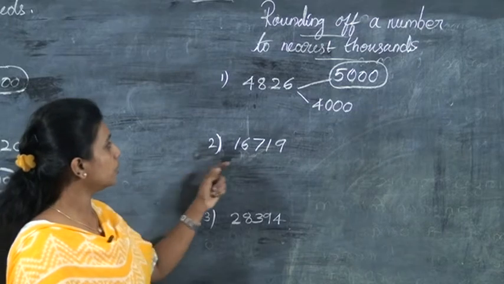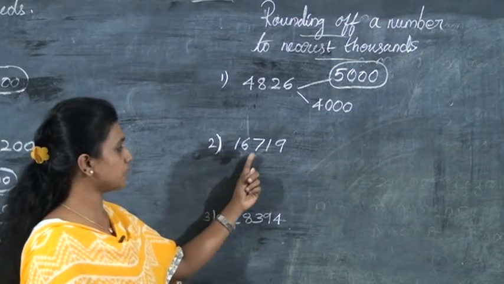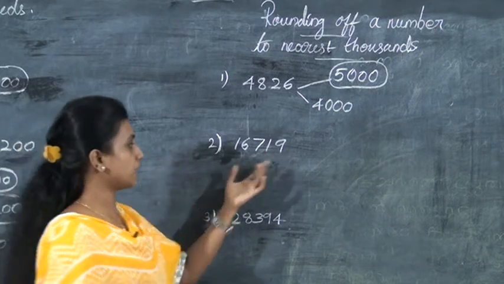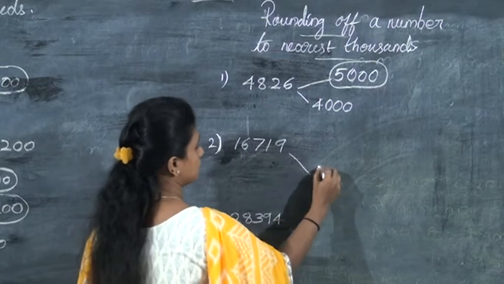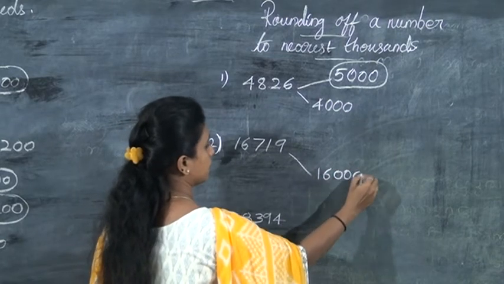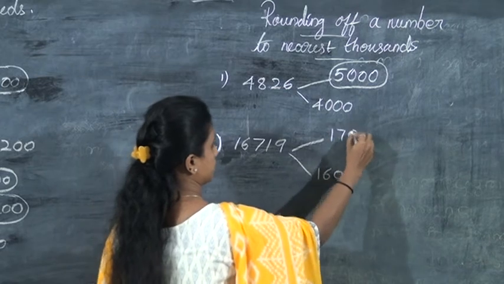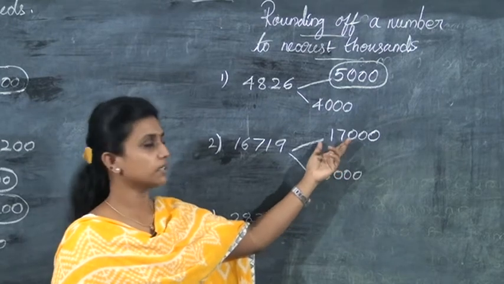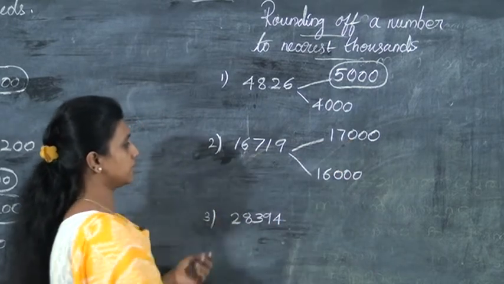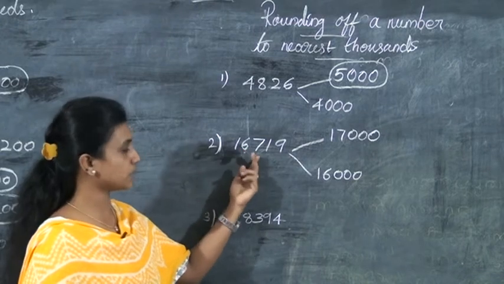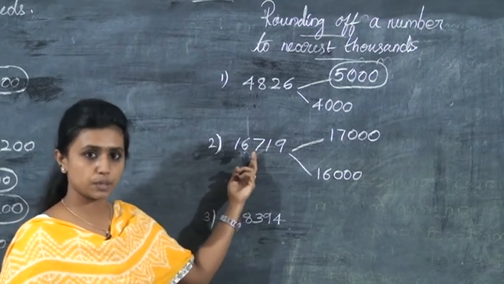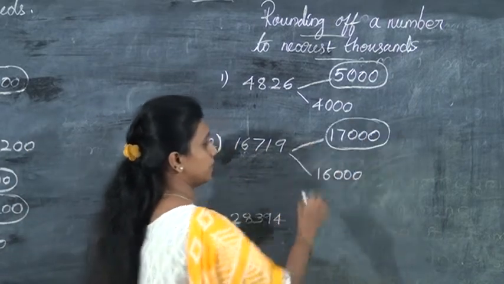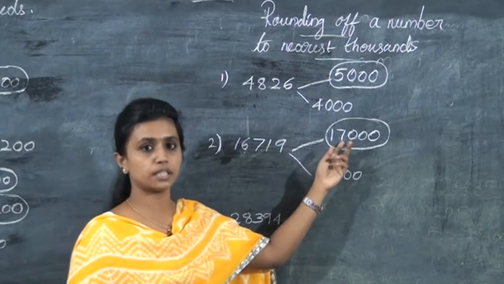Okay, now look at the second one. 16,719. You want to round off this number to the nearest thousands. So let's write the numbers in between: 16,000 and 17,000. That is, this number lies between 16,000 and 17,000. Now look at the digit at the thousands place. It is 6 and the digit right next to it is 7, and the 7 is greater than 5. So according to the rule you round up to the nearest thousand. That is, 17,000 is correct to the nearest thousands.